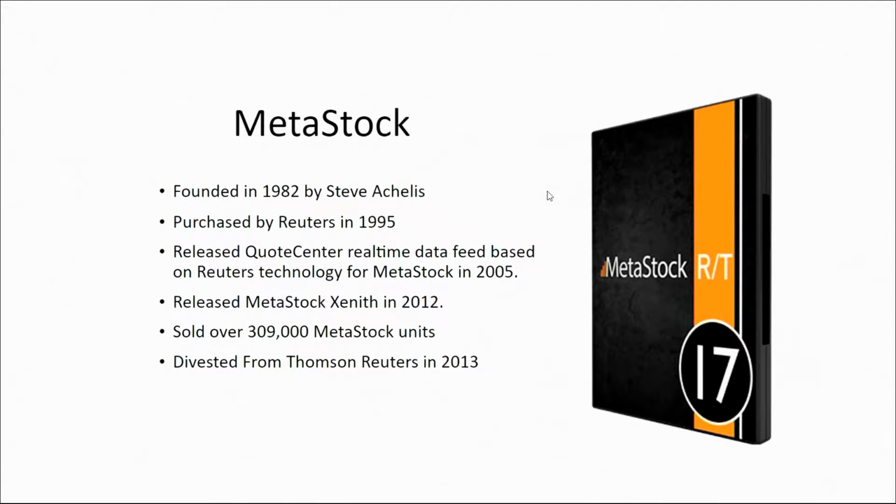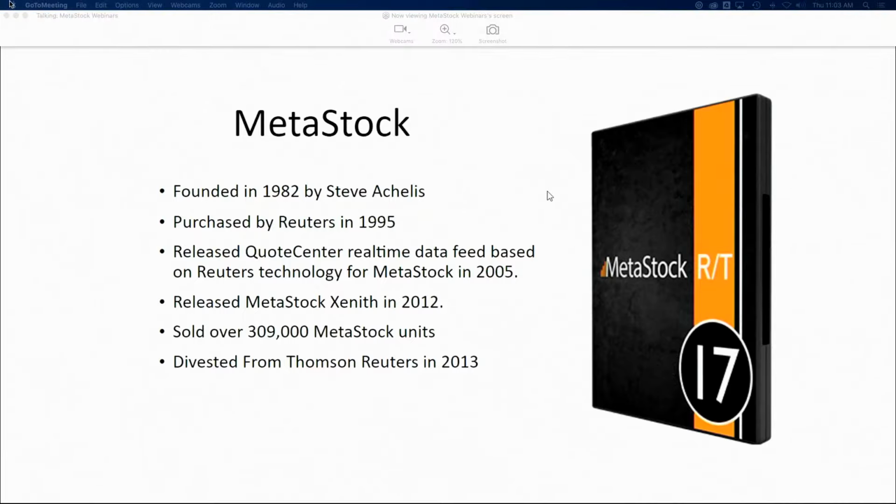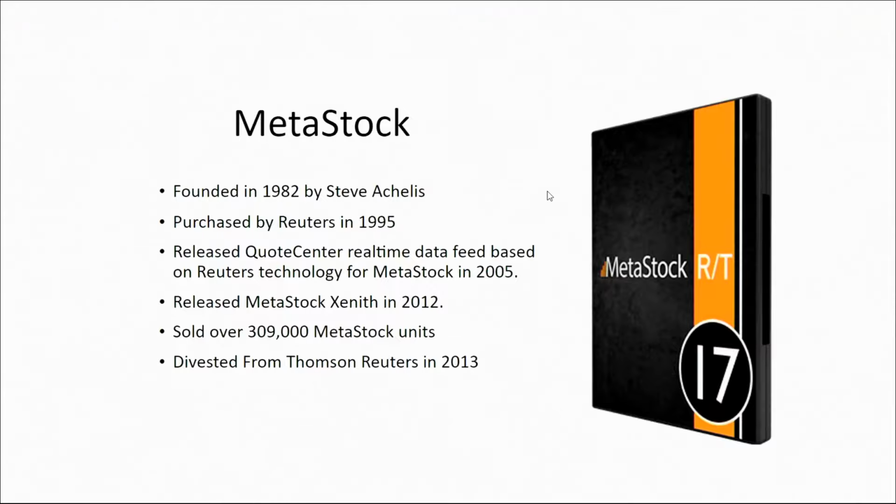We released our Zenith product in 2012, which is another extremely popular product, great for fundamental research, but we won't be going over that today. We've sold over 300,000 copies of MetaStock software, which is really huge. That's a lot of people that own MetaStock, and there's a good reason for it. We did buy ourselves back from Thomson Reuters in 2013, so we are our own company again. The great thing is we're really focusing on building MetaStock. We continue to develop tools within the software, make it easier to use, and provide anything we can to make a trader's life easier.